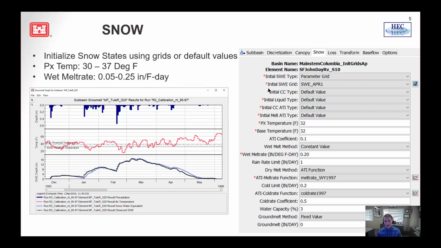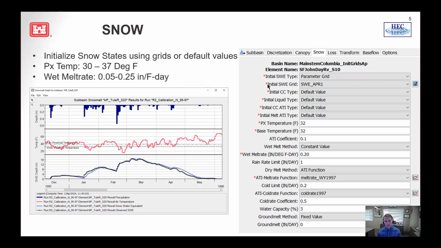You could just set the other variables, so your initial cold content, initial liquid, cold content ATI, and melt ATI. You can choose just the default values, and what that means is you're assuming a ripe snowpack. The snowpack is ready to melt if you choose the default values. And then your initial SWE grid, there are products available from Cumulus that you could set up in your extract list to download, and then use that grid to initialize the snow water equivalent, how much snow, how much liquid water is available in the snowpack at the very beginning of the simulation.